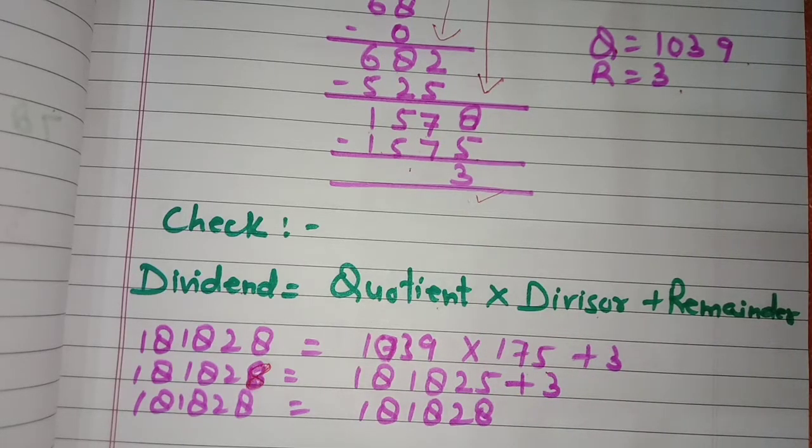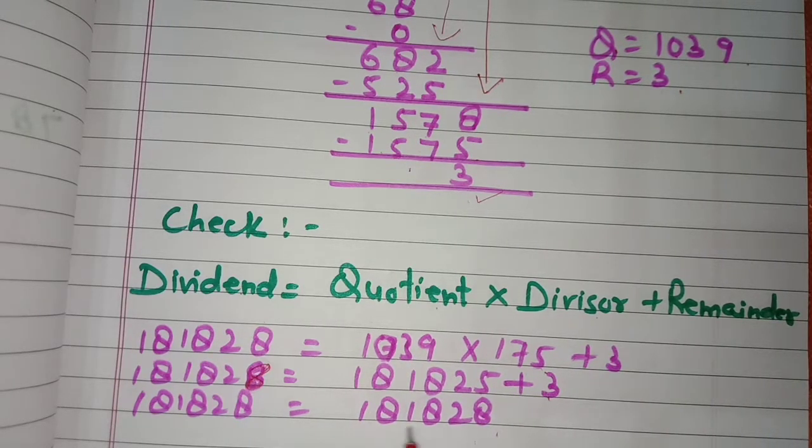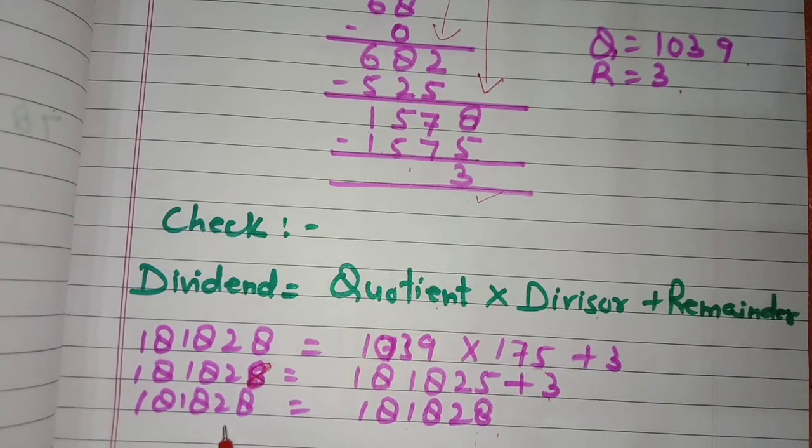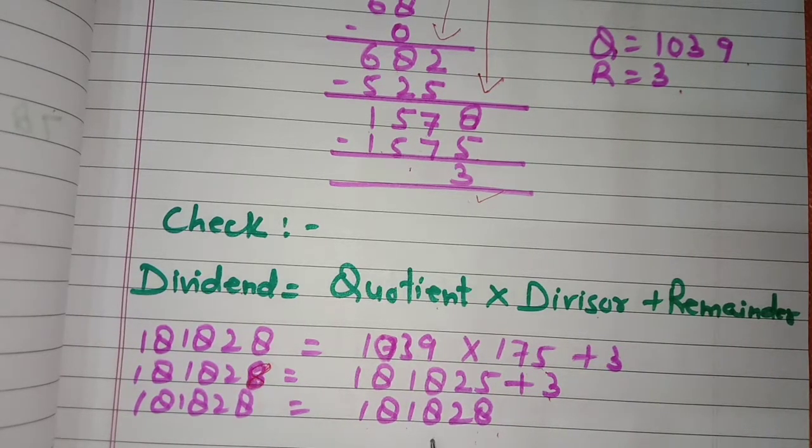Now as per BODMAS, first of all we need to multiply. So we'll multiply 1039 by 175 and we'll get 1,81,825, plus remainder 3 written as it is. And in the last step we can add these two numbers, and what will be the final answer? 1,81,828, which is equal to the dividend. It means our division sum is absolutely correct.